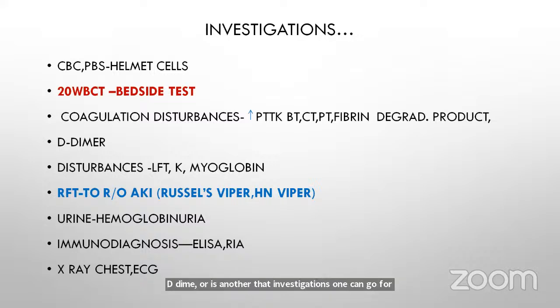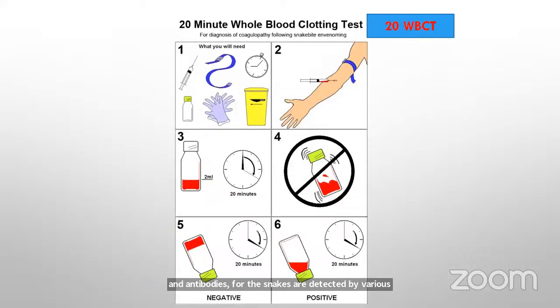There are newer investigations like antibodies for the snakes, which are detected by various technologies. The renal function test must be done to rule out acute kidney injury.